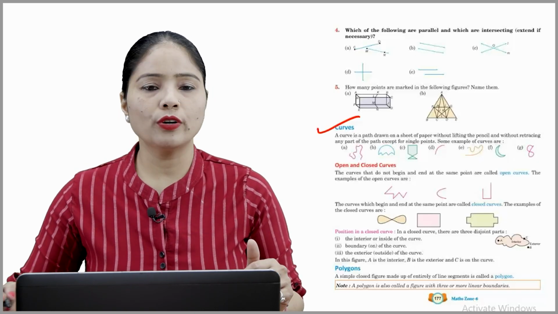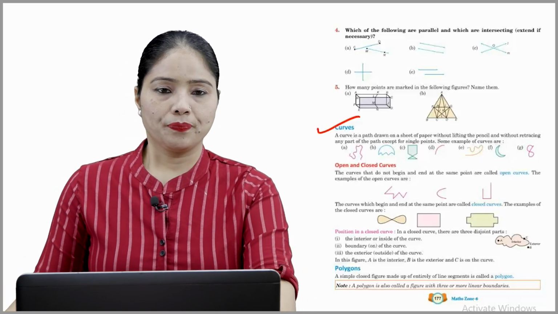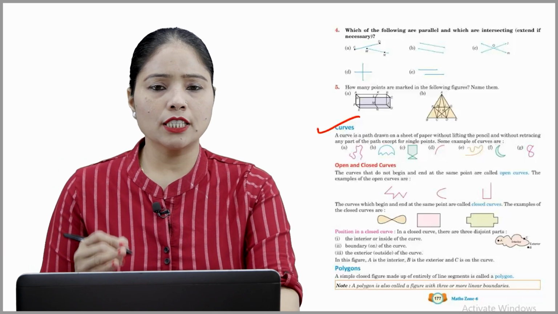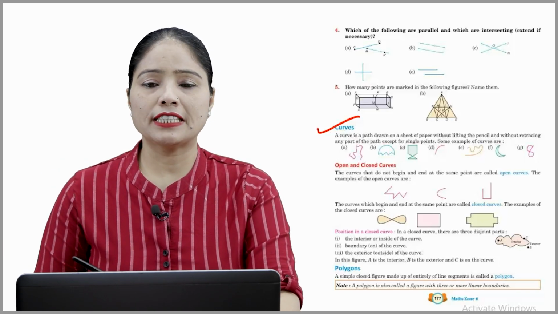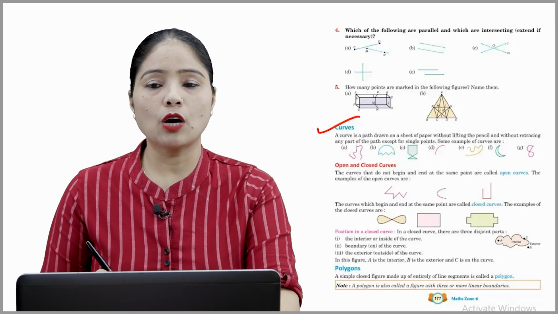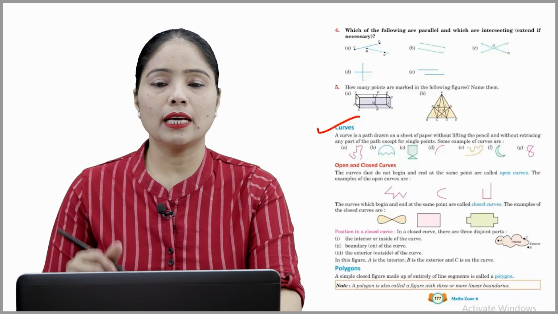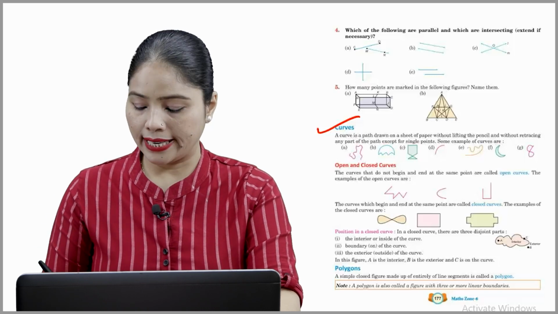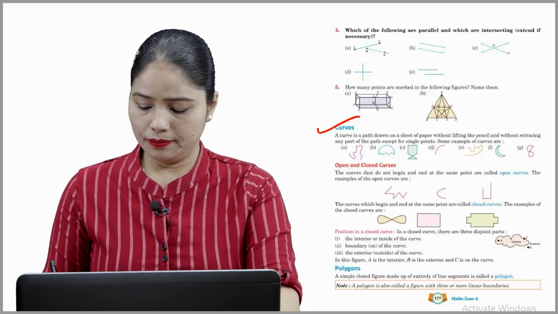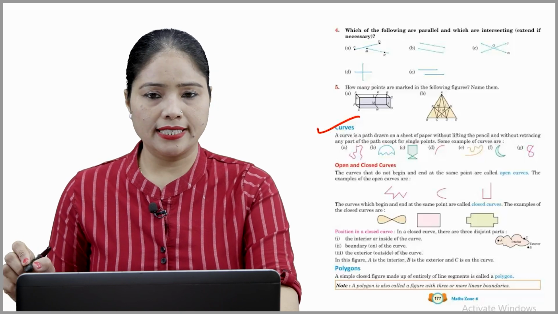So now move on to the next point, which is curves. A curve is a path drawn on a sheet of paper without lifting the pencil and without retracing any part of the path except for single points. Some examples of curves are like this. ये हमारे ऐसे curved lines हैं.